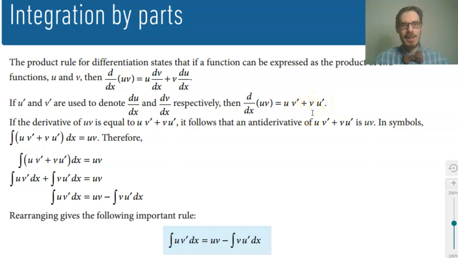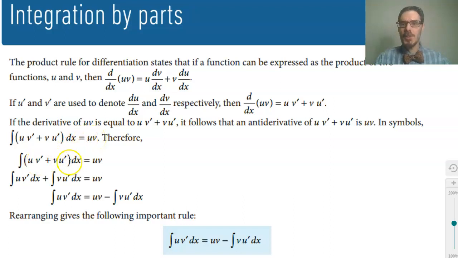What we're doing here is working backwards. So, suppose I want to get the integral of both sides here. I'm going to get back to uv, right? The product of u and v. And I'm going to get the integral of each of these two pieces. So the integral of uv' plus vu' is uv.